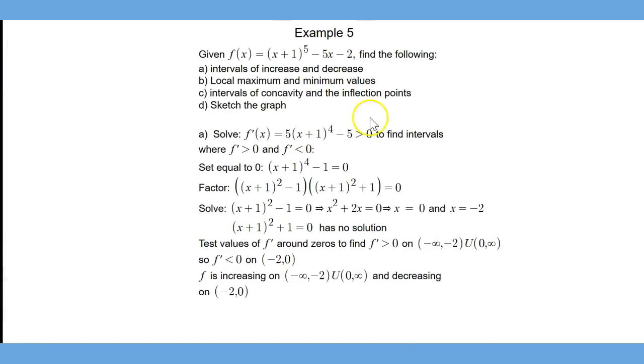Here's another example. Instead of being given characteristics of a graph and not knowing the equation, here we're given the equation of a graph, and we need to do the same thing: find the intervals of increase and decrease, the max and mins, concavity, and sketch it. So to find the intervals of increase and decrease, we take the first derivative and we find where it's greater than 0 and less than 0. And while we're doing that, we're finding the critical values, so we can find the max and mins with the first derivative test while we're finding where it's increasing and decreasing.